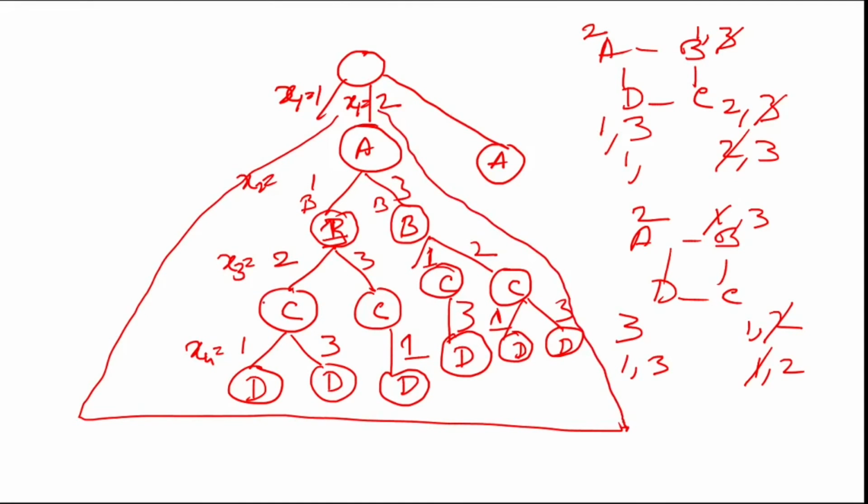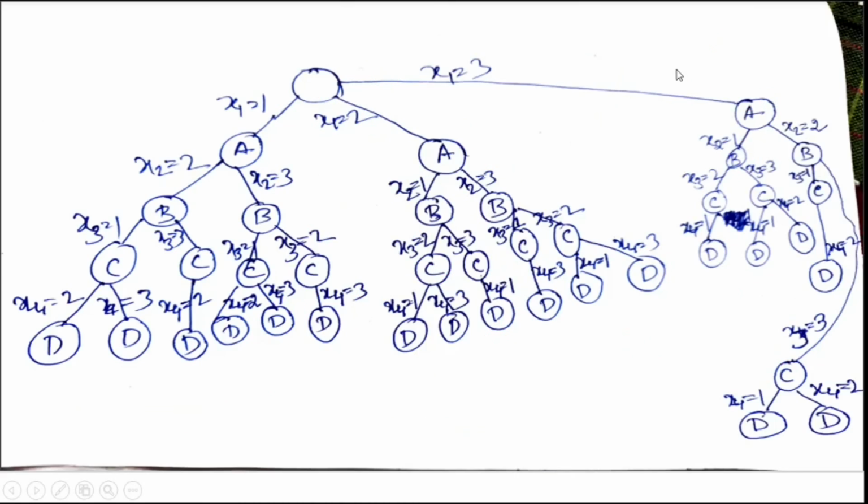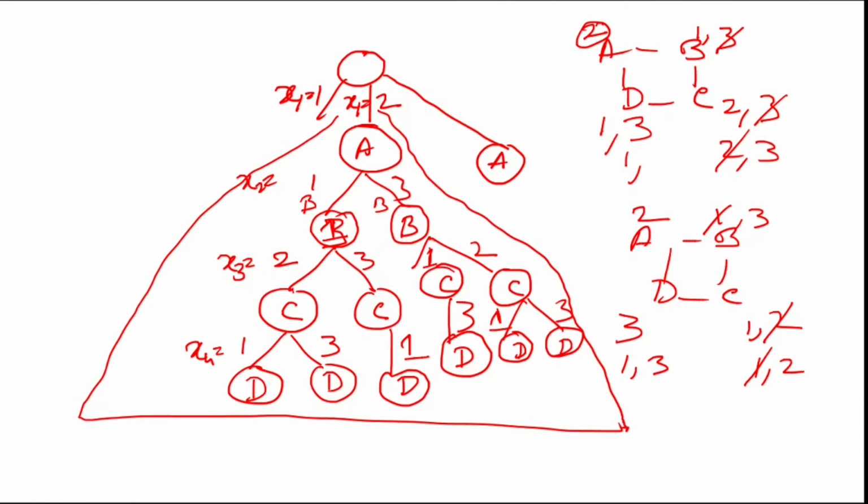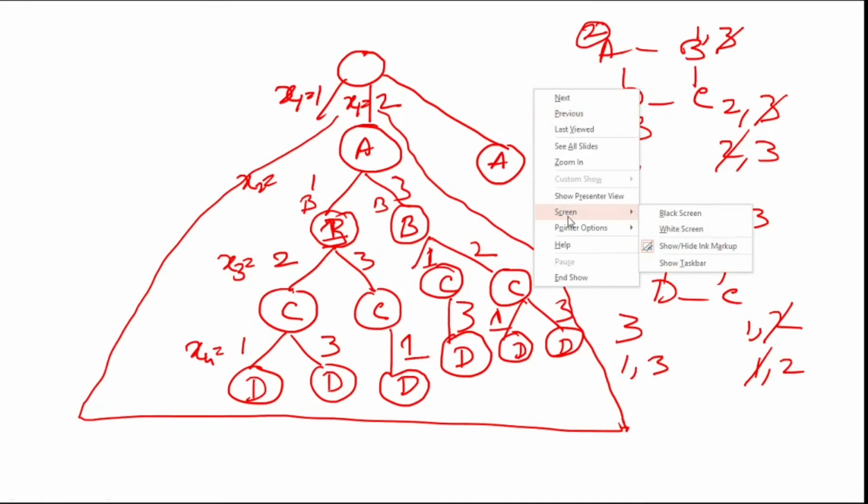Okay. Now instead of choosing 2 at A, if we choose 3, then what will happen? Just one second, I'll erase it. Professor, have you noted down? Shall I erase it? Okay, good.